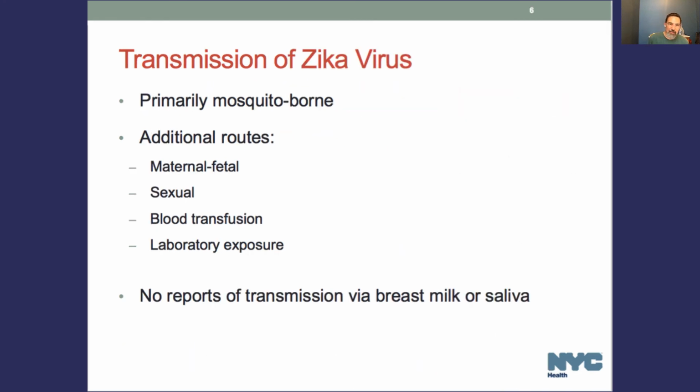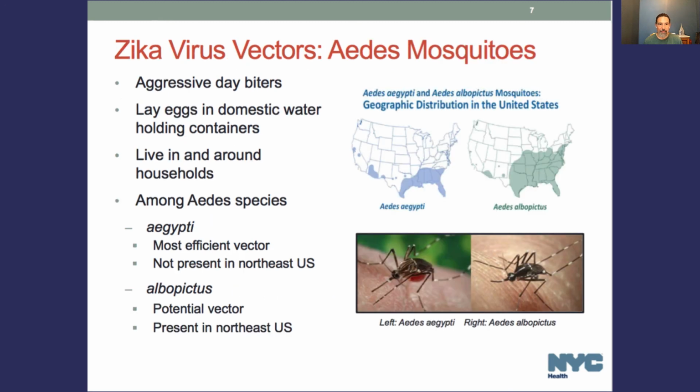In terms of how it's transmitted, it is primarily mosquito-borne, and there have been other routes of infection identified. We mentioned maternal-fetal, which is a direct mode of transmission. Also, sexual transmission, blood transfusion, and laboratory exposures have been shown to cause Zika virus infection. There haven't been any reports of transmission of Zika via breast milk or saliva.